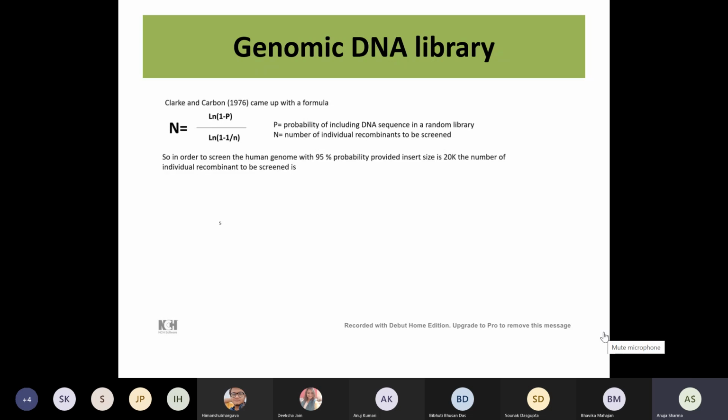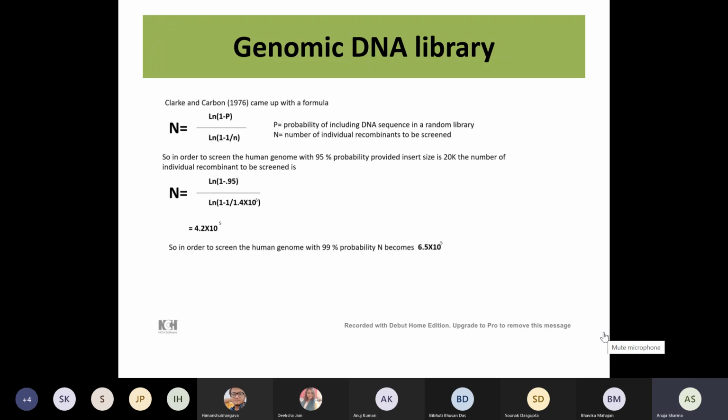Now, if we consider we want to screen the human genomic library with 95% probability, and provided our insert size was 20 kilobase pairs, then plugging all the values into this formula gives us that we need at least 4.2 into 10 to the power 5 recombinant colonies to be screened, which is pretty big compared to the number we got earlier. So the minimum number was 1.4 into 10 to the power 5. Now the number is 4 times more than the minimum number, right?